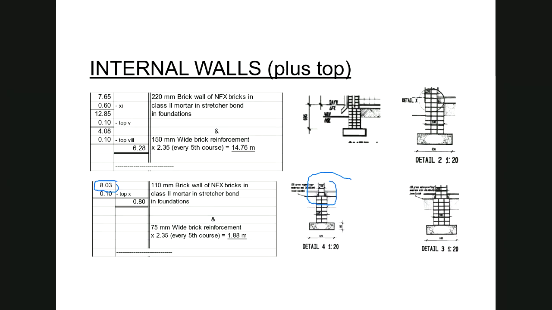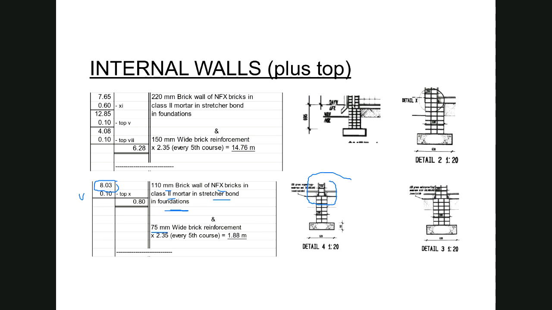So again, the description has the width of the brick, the type of the brick, the mortar mix, the bond of the brick, and stating that it is in foundations, and I have it as 100 millimeters high. And because it is a half brick wall, now again I'm using 75 millimeter brick reinforcement.